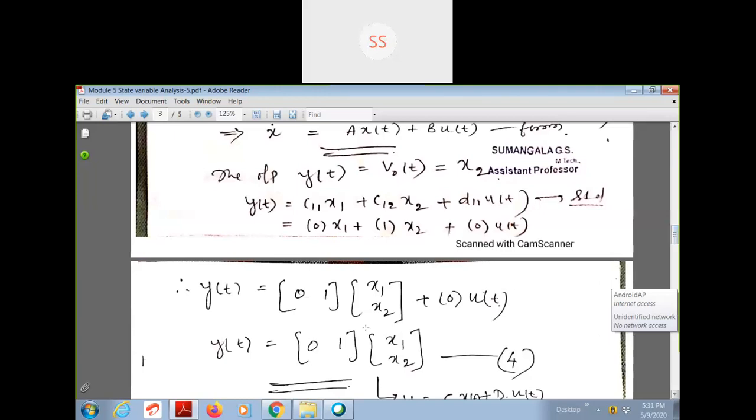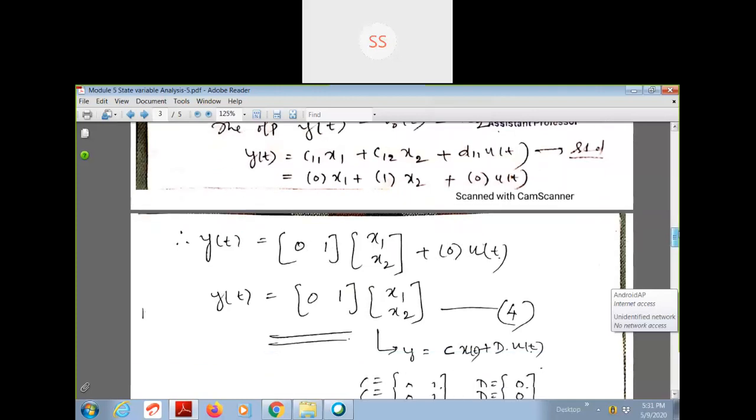in the matrix form. So y of t equal to 0, 1 into x1, x2. It's a 1 cross 2 matrix. So 0, 1, x1, x2 plus 0 into u of t. In this, this is matrix C. That is, matrix C is 0, 1. It has one row, two columns. And matrix D, which is nothing but the transmission matrix, its value is simply 0. It has only one element, 0.